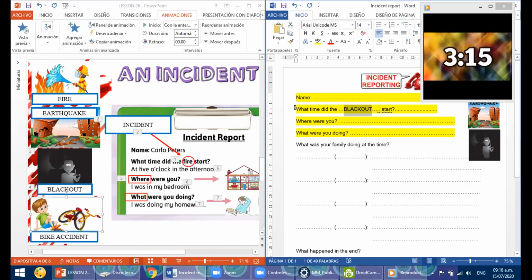And in this, answer this question. What time did the blackout start? What time? At what time? Similar to your book. Look at your book. In your book, you have the example, no? At 5 o'clock in the afternoon, it says. So you put here the time.